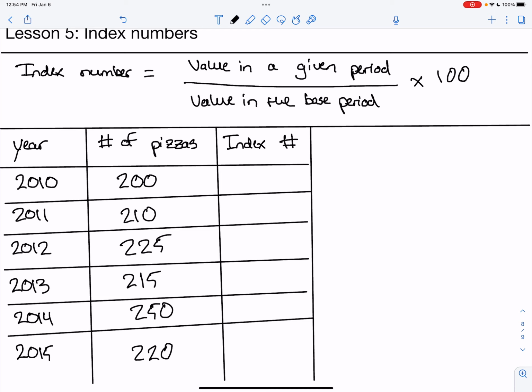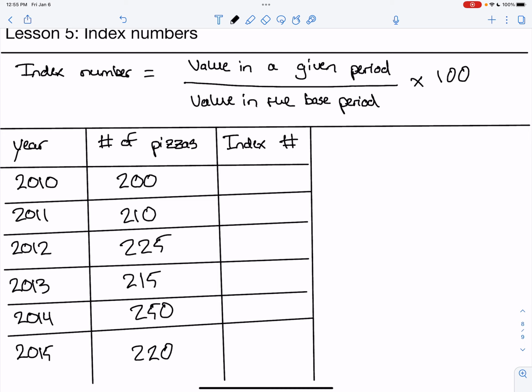It's also clear that there are some fluctuations. Between 2010 and 2011, the number of pizzas increased, and then it increased again in 2012, before decreasing a bit in 2013, then experiencing a dramatic increase in 2014, and then an almost equally dramatic decrease in 2015. But it might not be obvious, except to those people who are pretty good at mental math, by exactly what percentage of the initial quantity of pizzas the quantity increased in future years. And that's where index numbers come in.